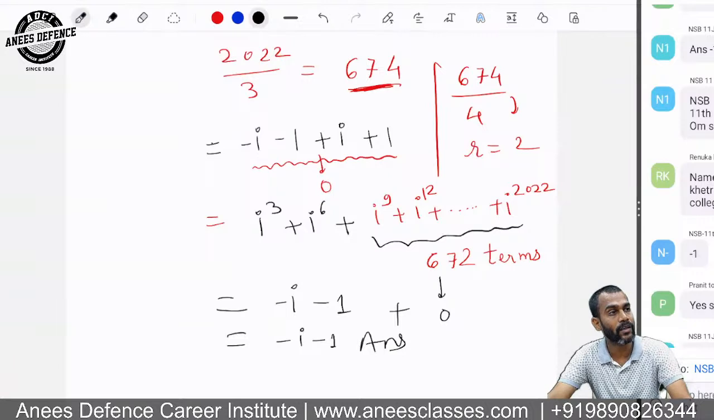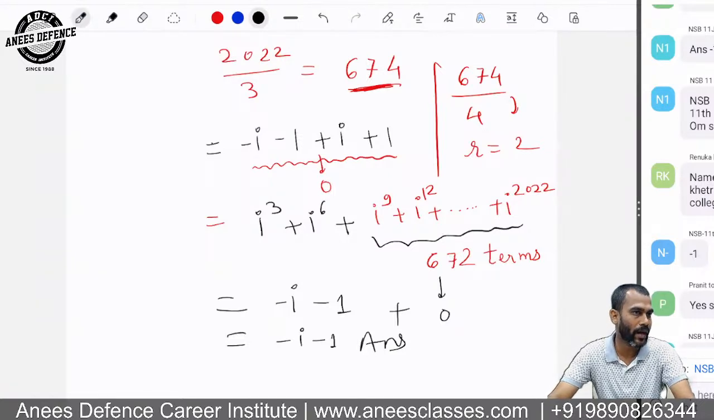We have to just divide the total number of terms by 4. Whatever remainder you get, you have to take that number of terms aside, and the rest of the terms become 0. I hope it is clear to everyone. Understood? Shall we move ahead?